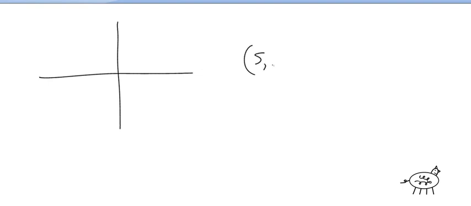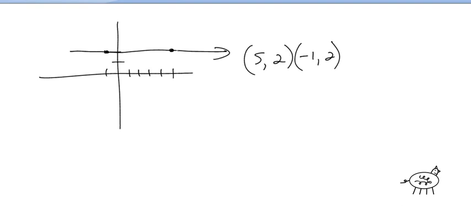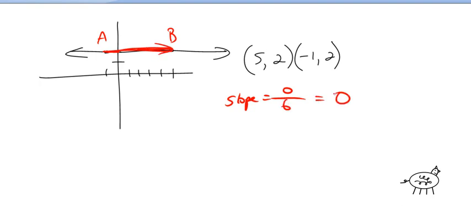So 5 comma 2 and negative 1 comma 2. So 1, 2, 3, 4, 5 comma 2 and negative 1 comma 2. So there's your line. All right, and if I want to go from point A to point B, how many am I rising? 0. How many am I running? Well, again, I'm going from point A. So 1, 2, 3, 4, 5, 6. I'm going 6 in that direction. So my slope is 0.